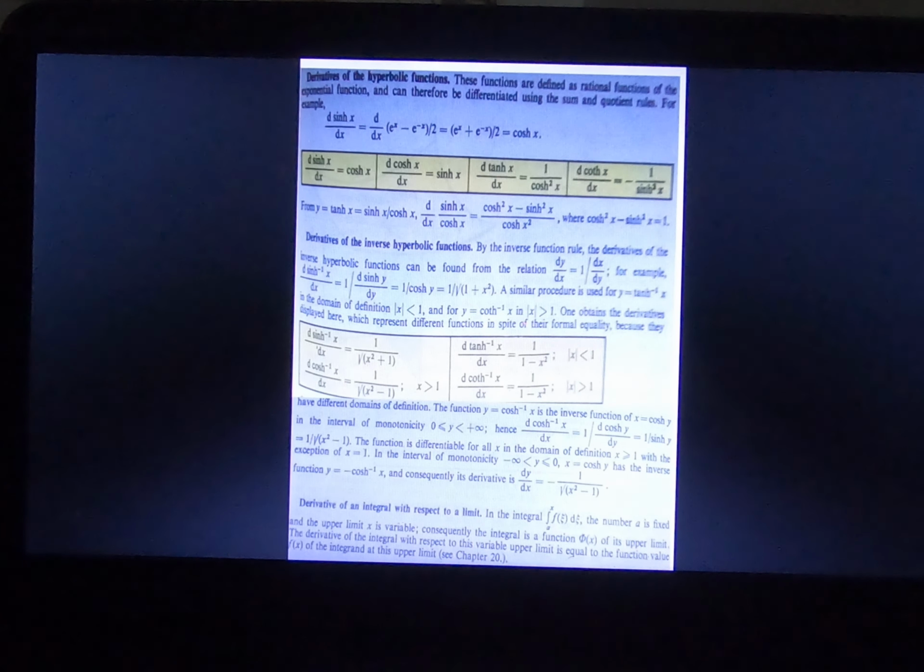So let's look at the derivative and the integral of hyperbolic function. Differentiate from the definition, and you can see the inverse hyperbolic function derivative is like dy/dx equal to the inverse of dx/dy. These are derivatives.